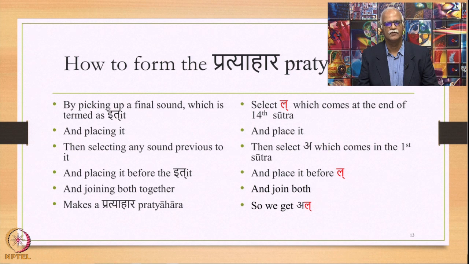Now this term is generically called Pratyāhāra. So select La over here, which comes at the end of the 14th sutra once again, and place it in front of you. Then select A, which comes in the very first sutra, in fact the first sound, and place it before La. And now join both of them together and you get the form Al. Al, and L is still mentioned in red for the obvious reasons explained before. So you get the technical term Al. This is called a Pratyahara generically.